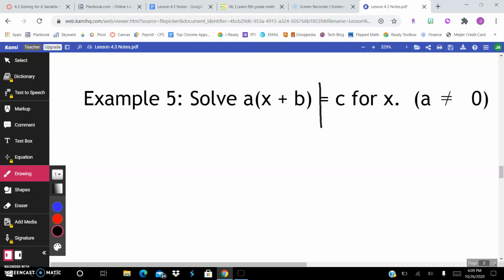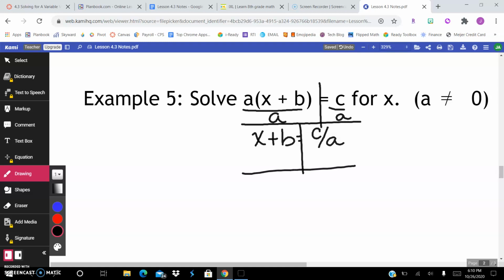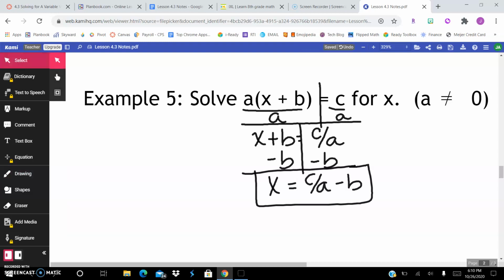So in order to solve for x here, we're going to have to get rid of that a. So we're going to divide by a because that's being multiplied right now. And the reason they tell us that a can't be 0 is because I couldn't divide by that. So a is definitely not 0, so that makes it possible to have this c divided by a. And then our last step to solve for x is to get rid of that plus b, so we're going to minus b. So we're going to have x equals c over a minus b. And then it is solved for x.